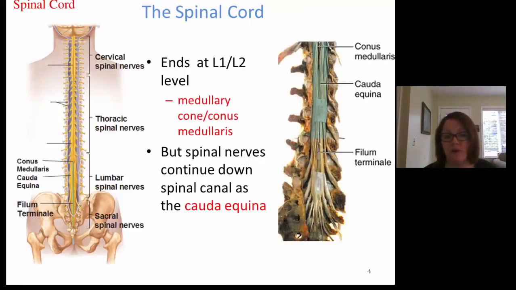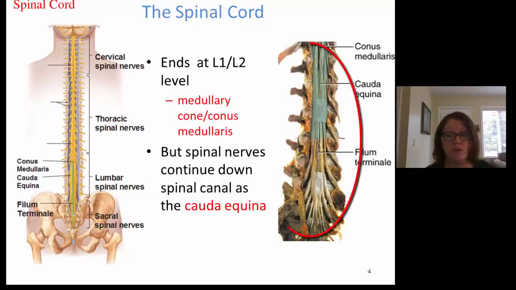As I mentioned, the spinal cord ends at about the level of the first or second lumbar vertebra. And the end of the spinal cord forms a cone shape. It's called the medullary cone, also called the conus medullaris. But don't forget that even though the spinal cord ends at about the level of L2, nerves still continue down the spinal canal. The group of nerves that continue down the spinal canal are collectively referred to as the cauda equina.